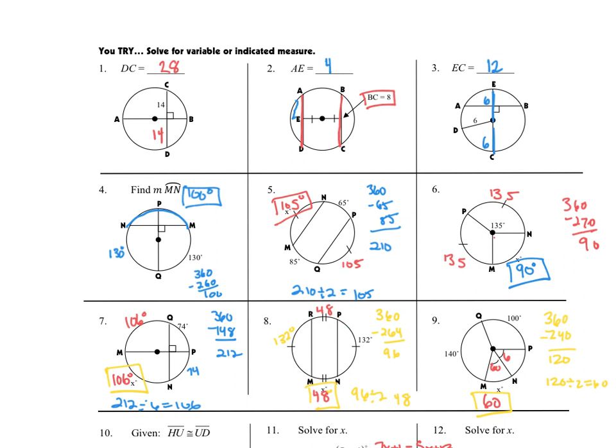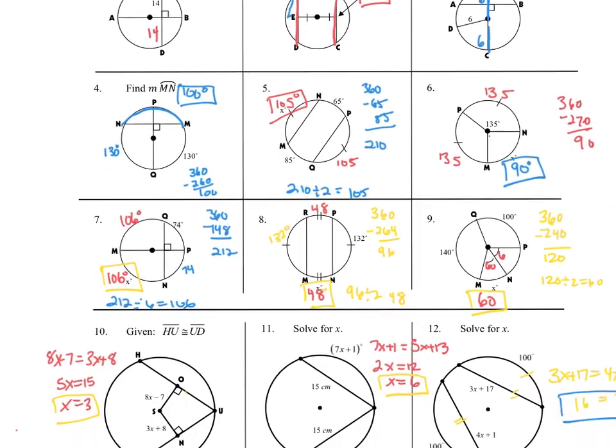For number 9, we know that if this is 100 and this is 140, I'm going to take 360 and subtract out that 240, which is going to leave me with 120. And since these are going to be the same, I'm going to take 120 and divide it by 2, and that's going to make x 60.